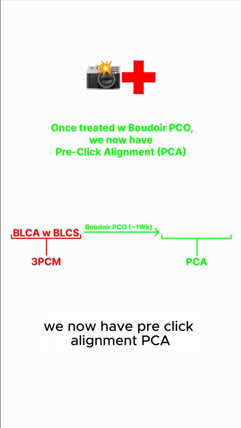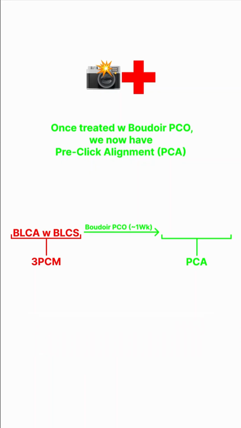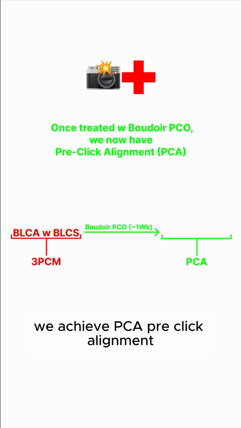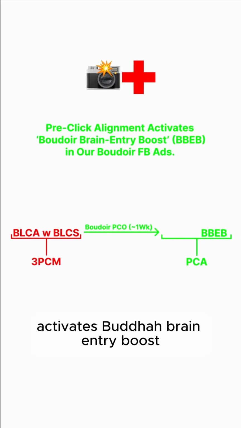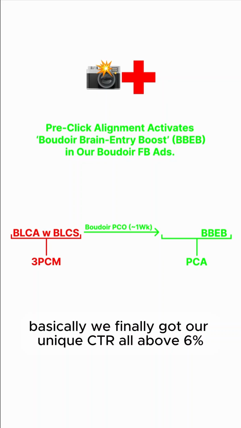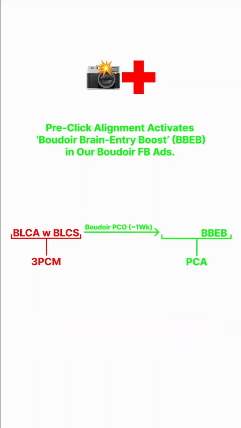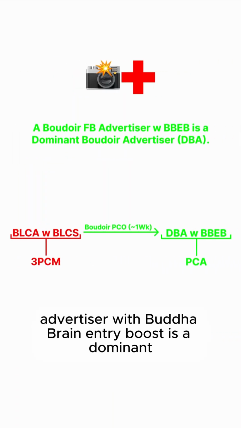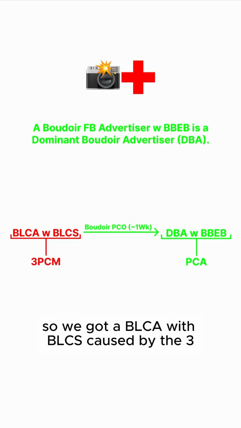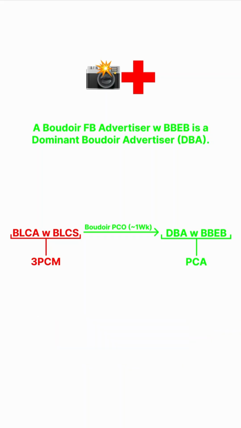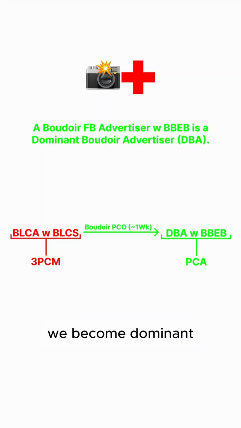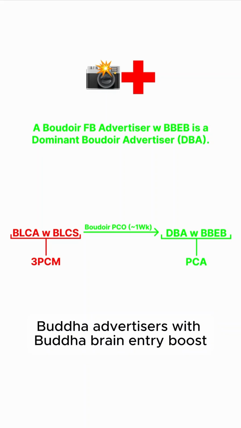So once treated with Boudoir Pico, we now have pre-click alignment, PCA. We get rid of the 3 pre-click mistakes and achieve PCA. Pre-click alignment activates Boudoir brain entry boost in our Boudoir Facebook ads. Basically, we finally got our unique CTR above 6%. And a Boudoir Facebook advertiser with Boudoir brain entry boost is a dominant Boudoir advertiser, ADBA. So we got a BLCA with BLCS caused by the 3 pre-click mistakes. Treat that with Boudoir Pico, it takes about a week. We achieve pre-click alignment. We become dominant Boudoir advertisers with Boudoir brain entry boost.